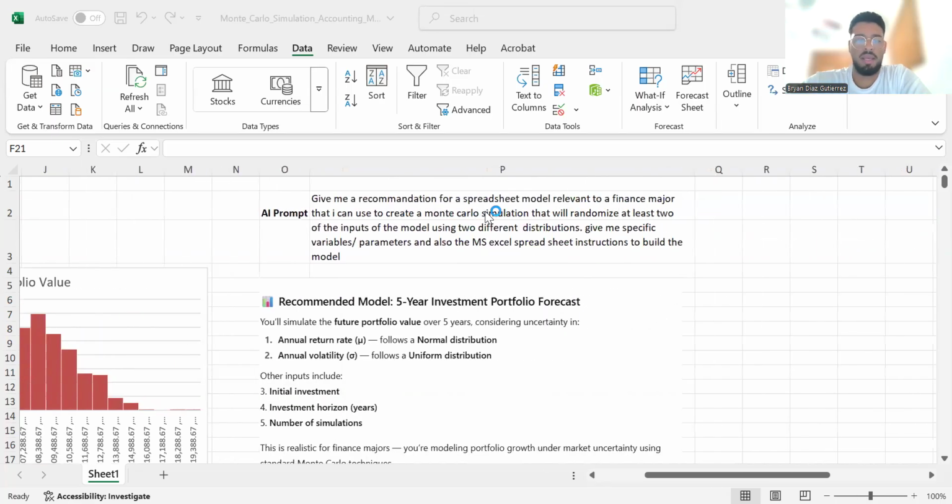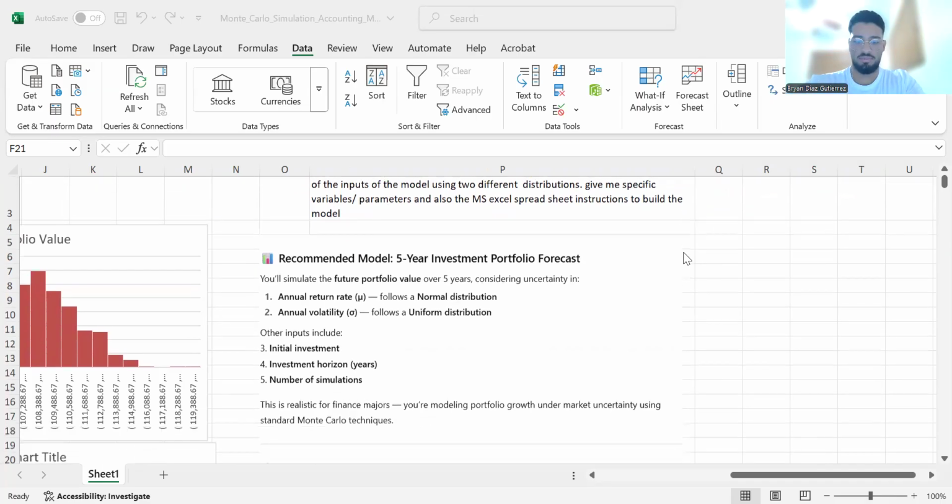So my AI prompt, which I asked ChatGPT, was to give me a recommendation for a spreadsheet model relevant to a finance major, which is part of my major. I am an accounting and finance major. I can use it to create a Monte Carlo simulation that will randomize two of the inputs of the model using two different distributions. I asked it to give me specific variables.